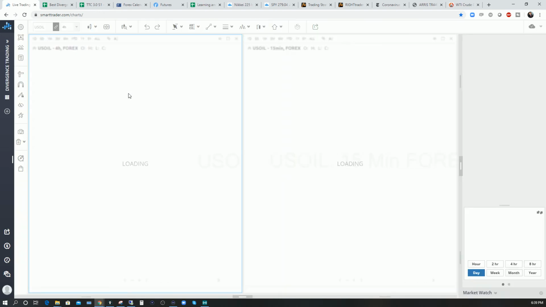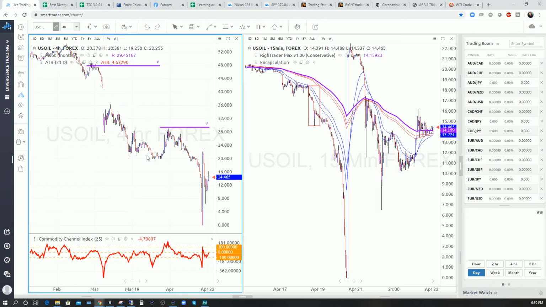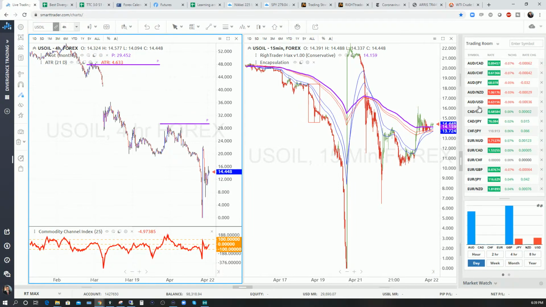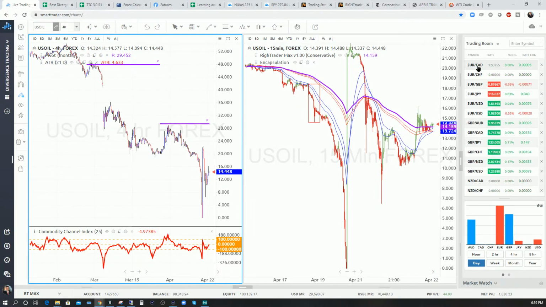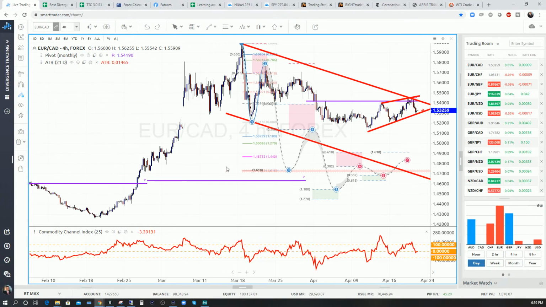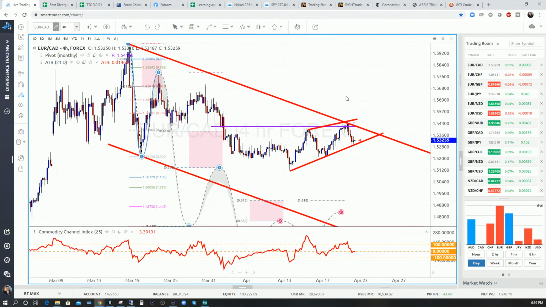Let me just do a quick refresh to the chart, make sure that the data is updated before I dig into the details. All right, cool. Here we go. So EuroCAD, going to the EuroCAD right here. Let's dig around right here. All right, so this is how we see EuroCAD on the 4-hour time frame.